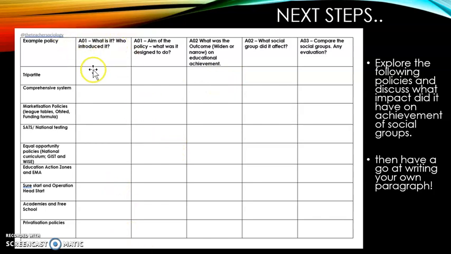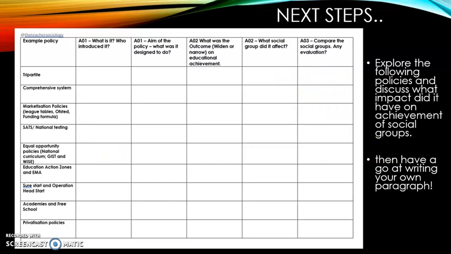But what I do want you to do is just have a think about, what is the policy, who introduced it, when was it introduced, what was the aim, what was it designed to do? Remember, different policies have different aims, which could have an outcome on educational achievement and the differences of it. What was the outcome? So we'll apply it to the question. Did it widen or narrow the gap? What social groups does it affect? So class, gender, ethnicity, more than one will affect different social groups, and start to compare them. And is there any evaluation?